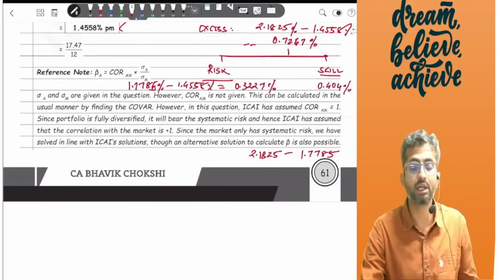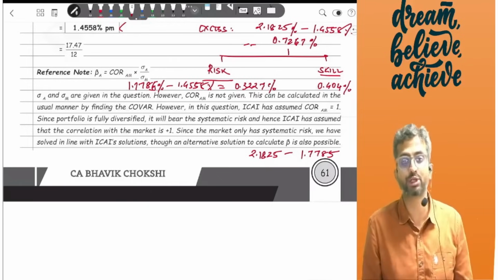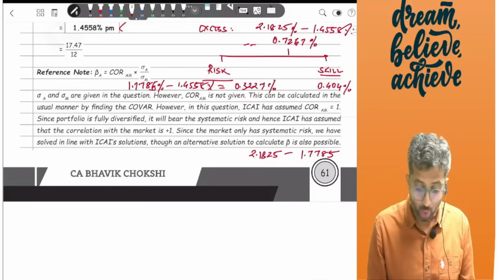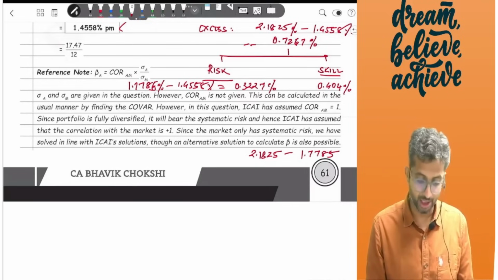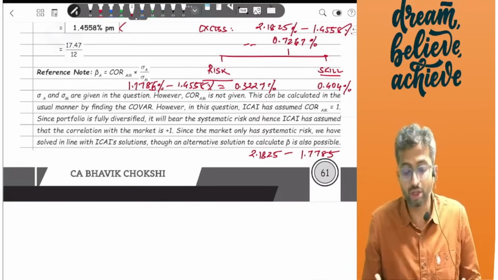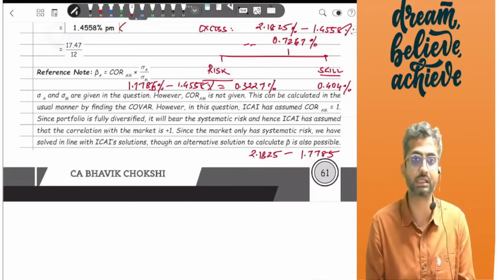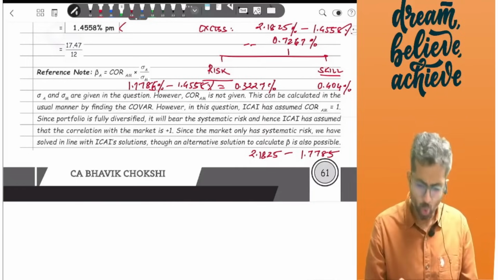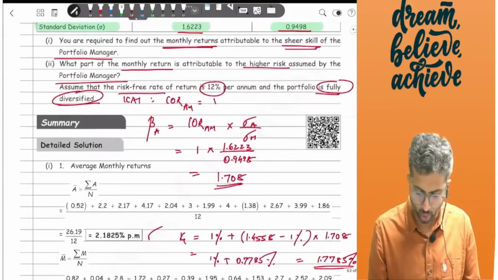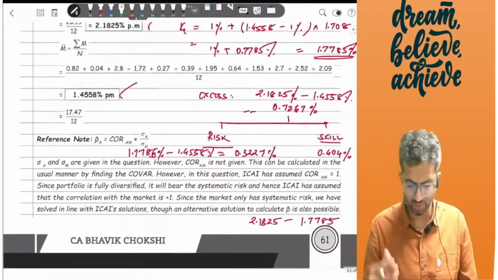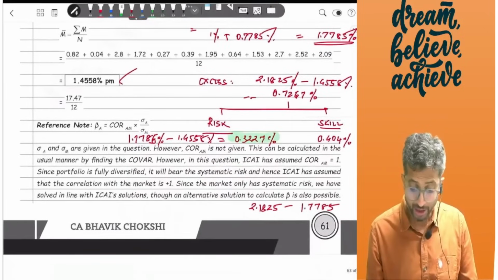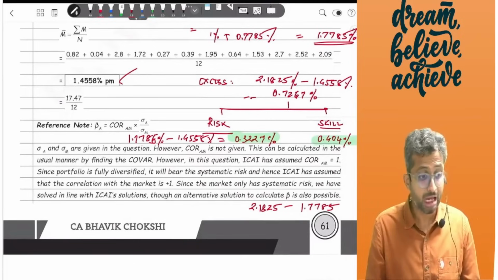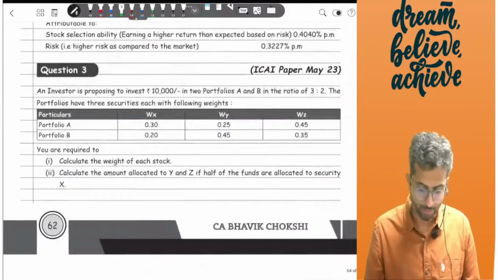This excess return is probably because you have picked up stocks which are giving higher return, even if the risk warrants that you should earn 1.7785%, you are actually earning 2.18, and hence the excess is attributable to your skill. So it's a fairly tricky question. One controversial assumption of correlation being equal to 1, but if you consider that and solve, it's a fairly good question for understanding and applying Jensen's alpha without specifically being asked to apply the Jensen's alpha.